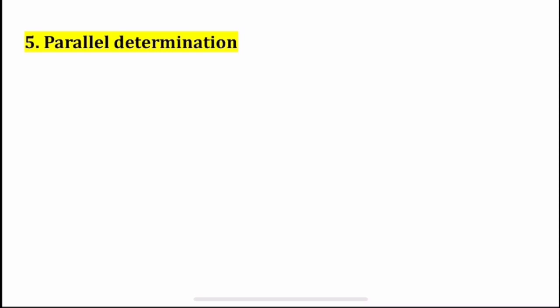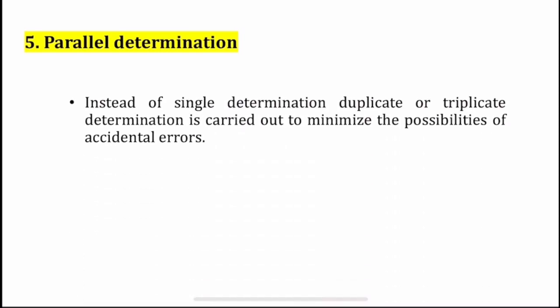Next is parallel determination. Parallel determination involves performing multiple replicate analyses of the same sample under identical conditions. Replicate measurements allow for the assessment of the precision and repeatability of the analytical method. Consistent results obtained from parallel determinations provide confidence in the reliability of the measurements and help in the detection of any outliers or anomalies.